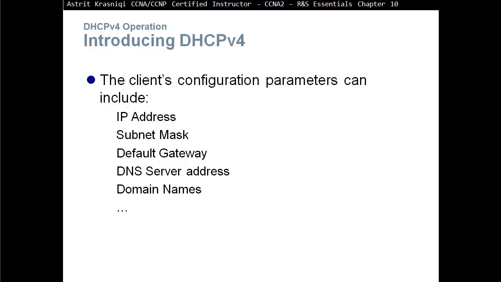Then we have a DNS server. We need to assign a DNS server because as human beings, we don't remember IP addresses. We do remember names, and we need a server that is going to resolve these names to an IP address. And then we have to assign ourselves a domain name. Where do we belong?